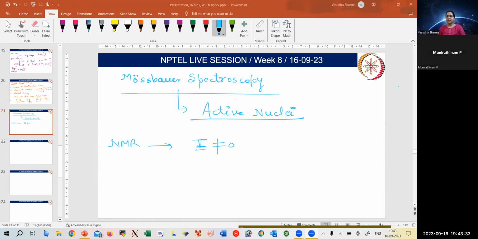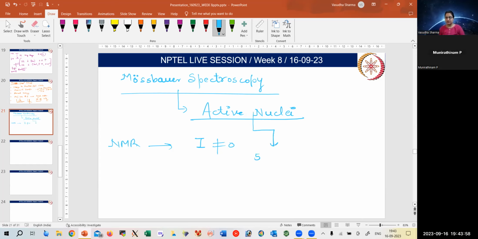Okay. So as I was saying, in NMR spectroscopy also, we know that the nuclear spin state value I has to be greater than zero, because if it is zero, then there won't be any interaction, there won't be any induced magnetic field from the nuclei, and there won't be any interaction with the external magnetic field.